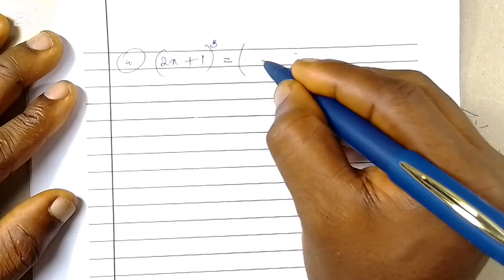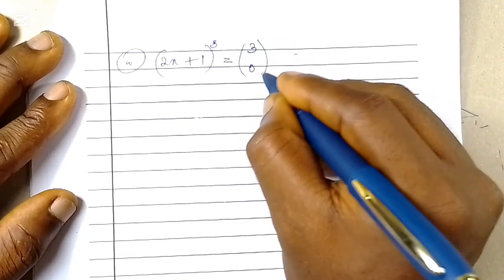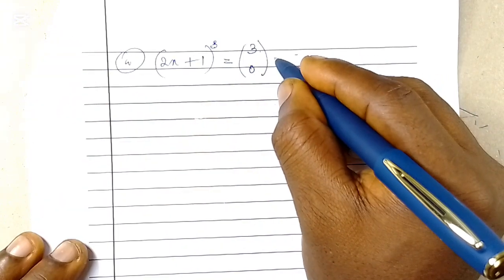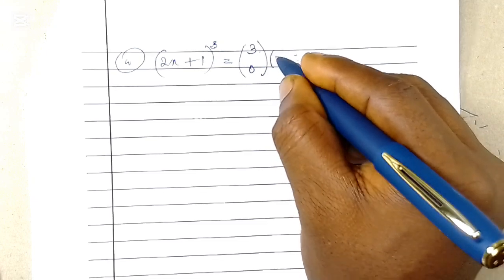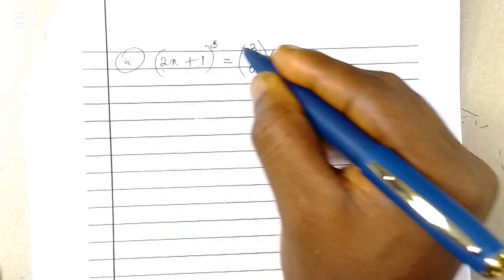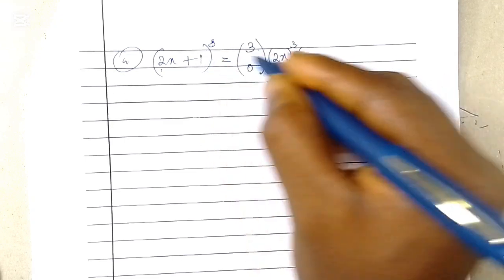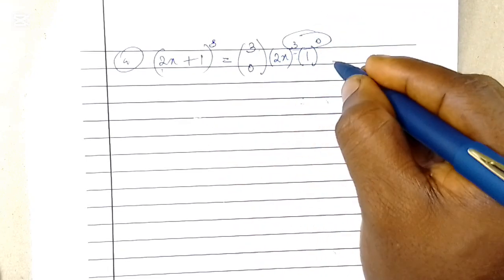So the first combinatorial coefficient will be 3 combination 0. So the power 3 combination 0. That will be the first coefficient, not like the Pascal's triangle anymore. Then you will take 2x, the first term, raise it to the power of 3, the total power. Then take 1, the second term, and raise it to the power of 0. This must add to 3, of course.